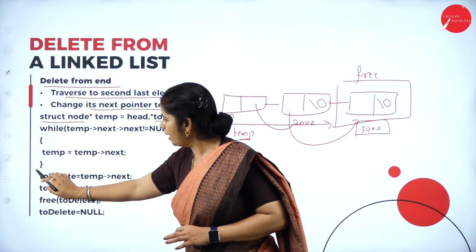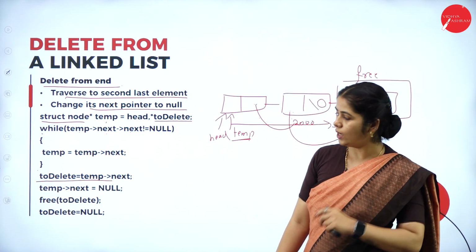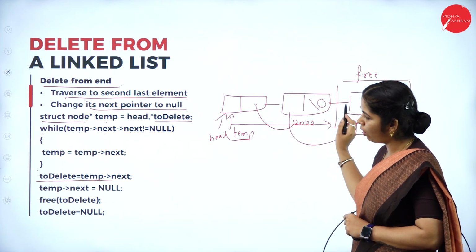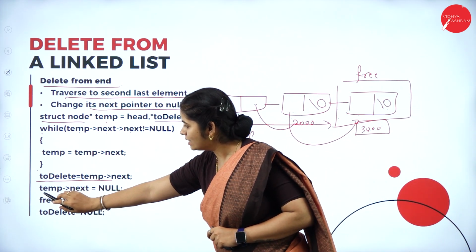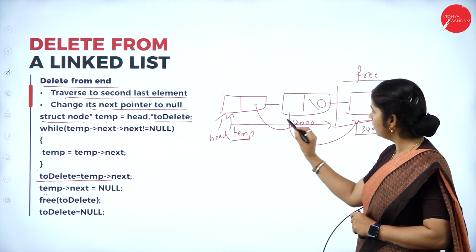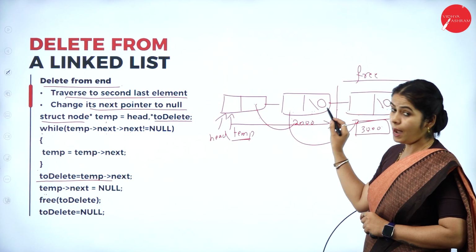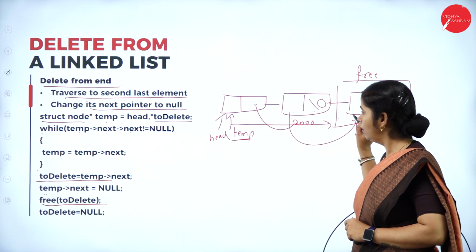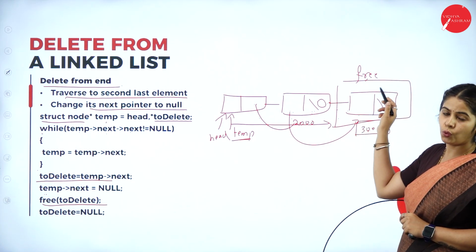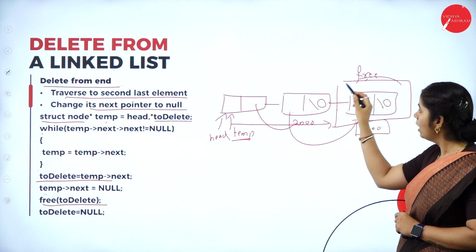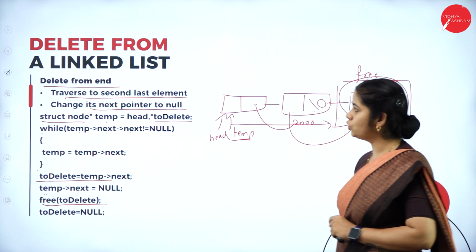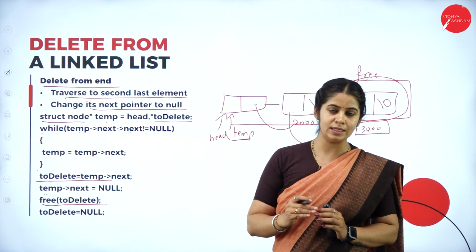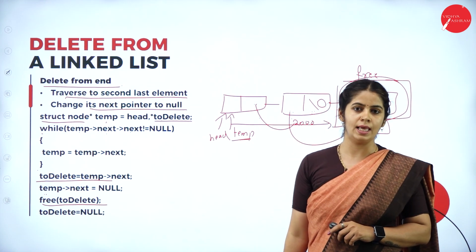We are just coming out of the loop and saying to delete is equal to temp of next. Here, to delete is temp of next. Then we make temp of next equal to null. After that, we free the allocated memory for the last node, that is, temp of next is freed. After freeing that, we should assign the variable to delete the null value. Understood? This is delete at the end of the linked list.